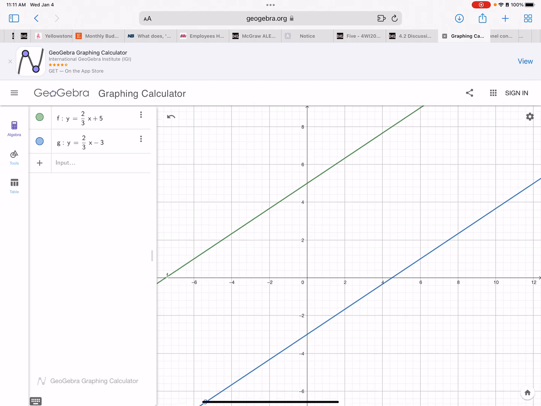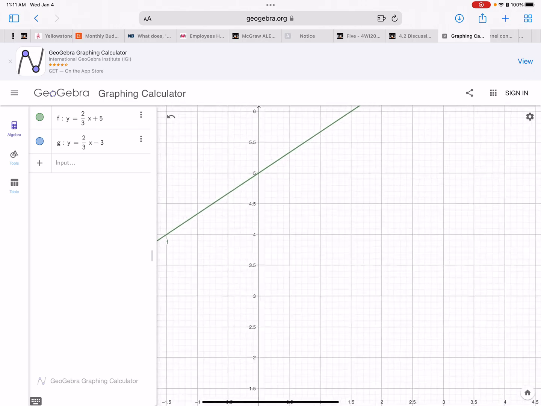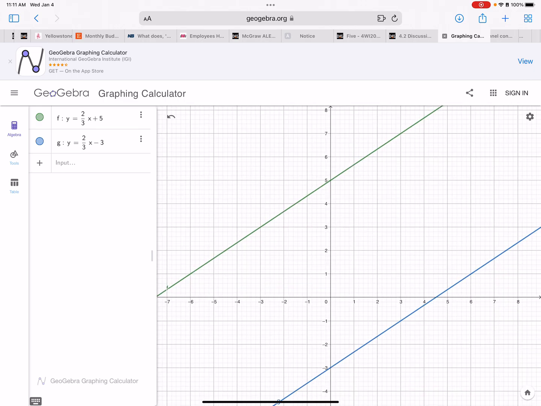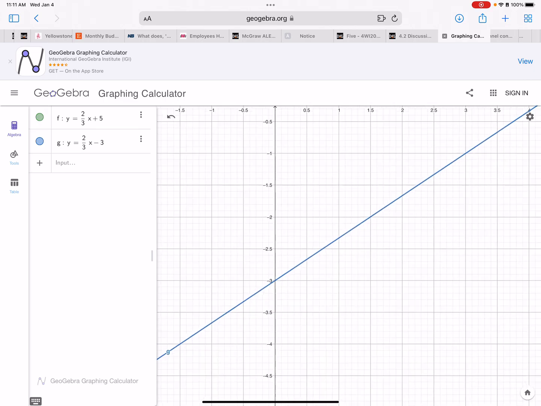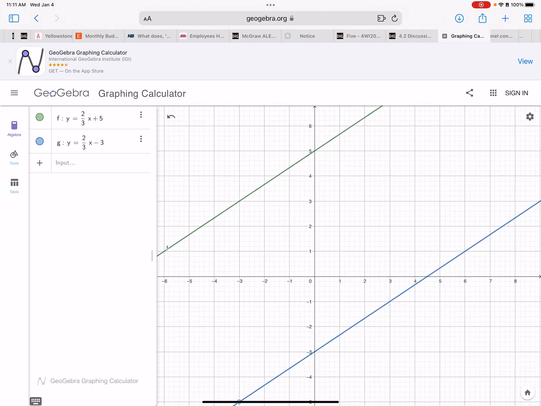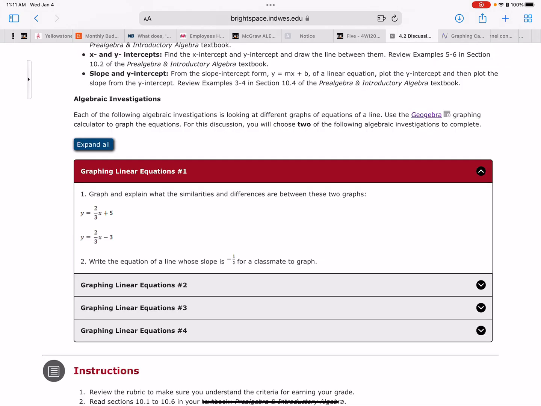So the specific question asks for similarities and differences. So the two things that you'll need to note on a graph is the slope and the y-intercept. So the slope, as you can see, they're both 2/3. That makes them parallel. And then the y-intercept, you can see on the green line, the y-intercept's at 5. And on the blue line, the y-intercept's at -3. So those would be the two things you would discuss.